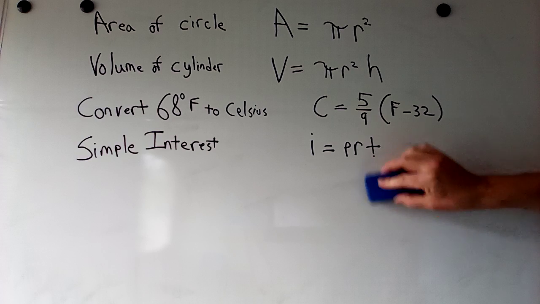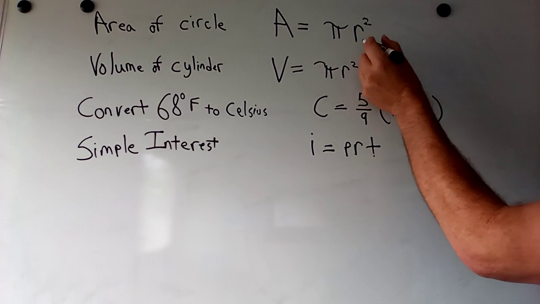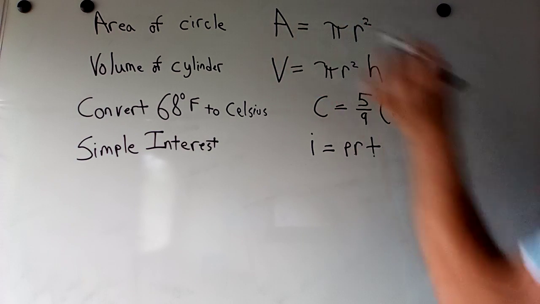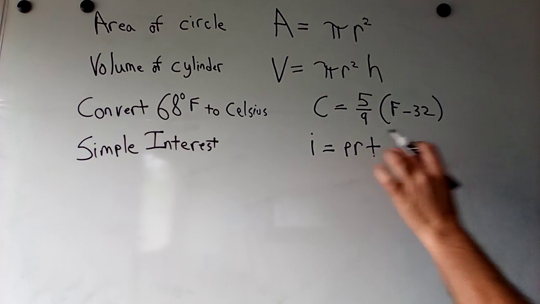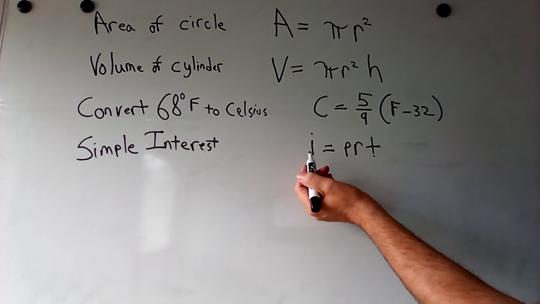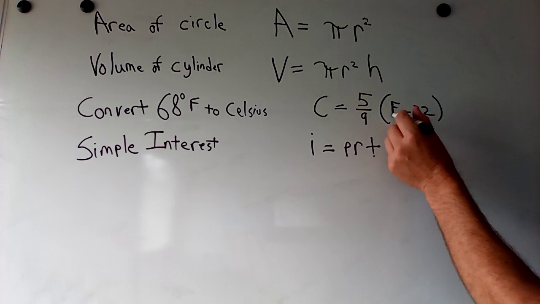You will substitute in what pi is. You substitute in what the radius is, and you'll do the problem, and it'll equal the area. Here you'll substitute in the principal, the rate, the time, and it'll give you the interest. Here you'll substitute in the Fahrenheit, and it'll give you Celsius.